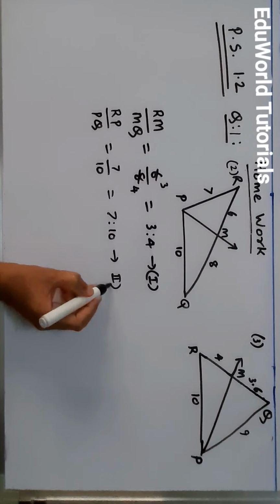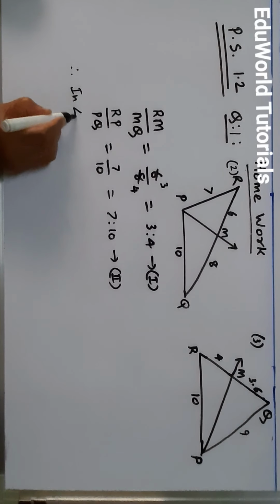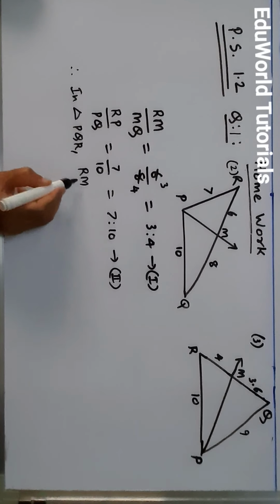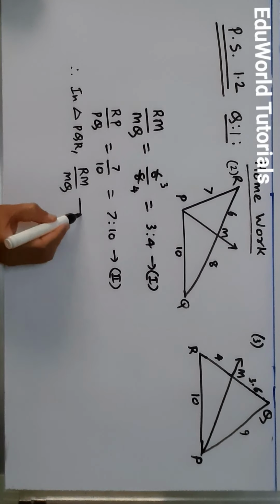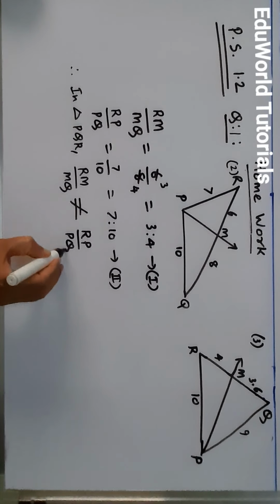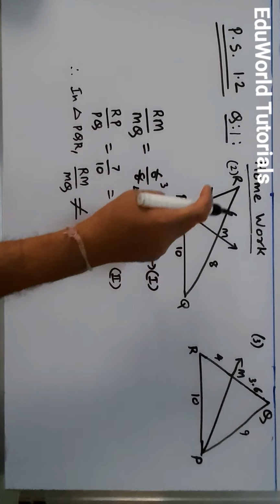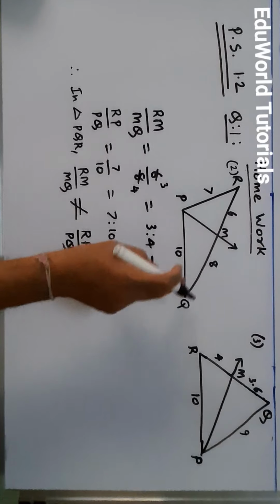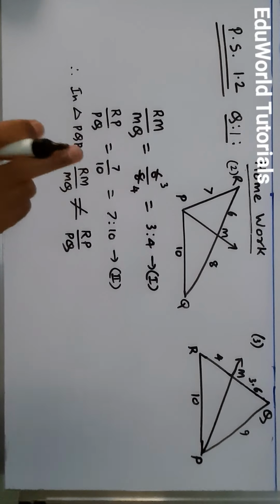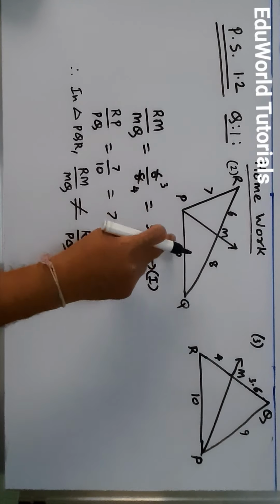We see that these two ratios are not equal. Therefore, what we write? Therefore, in triangle PQR, ratio of RM to MQ is not equal to ratio of RP to PQ. Okay, have we taken in the proper manner RM to MQ equal to RP to PQ? Yes. First, remember in the angle bisector property, we have seen that bisector of an angle divides the opposite side in the ratio of the remaining sides.